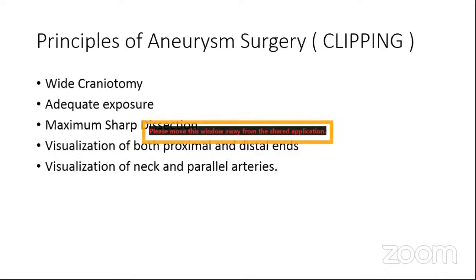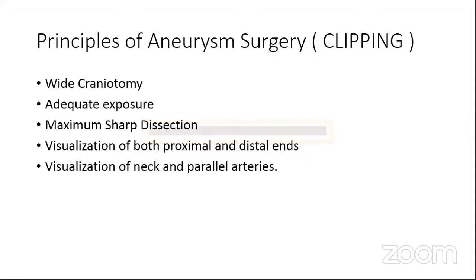So we are today discussing the MCA aneurysm, and we are focusing mainly on clipping. I have included how to approach an MCA aneurysm and the surgical steps. Before clipping, there are certain principles for aneurysm clipping. You should have a wide craniotomy and adequate exposure, maximum sharp dissection should be done, and there should be visualization of both the proximal and distal ends of the artery, and proper visualization of the neck and the parallel arteries.